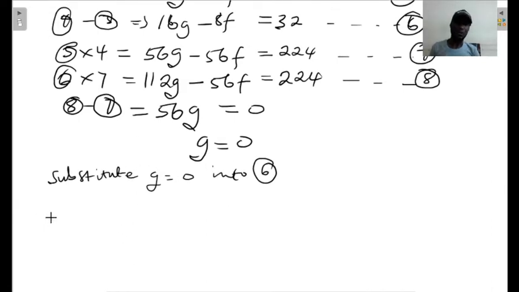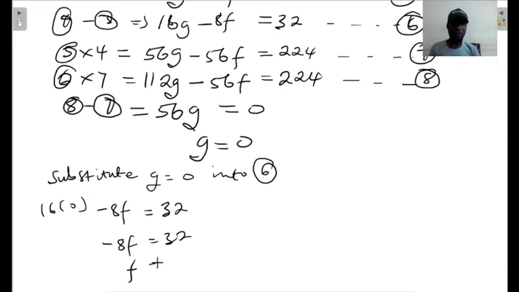Equation 6 now becomes 16 times 0 minus 8F equals 32. So this is 0. So you get negative 8F equals 32. Dividing both sides by negative 8, F becomes negative 4.